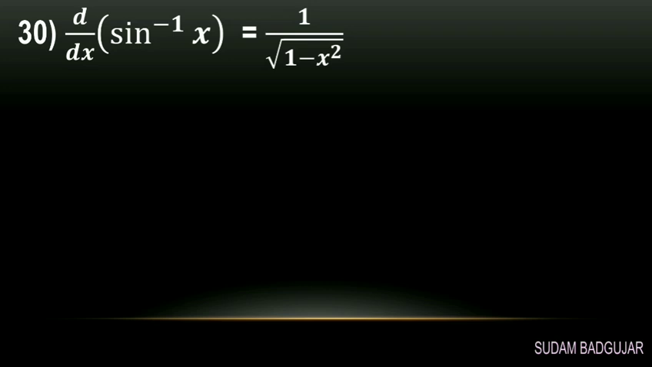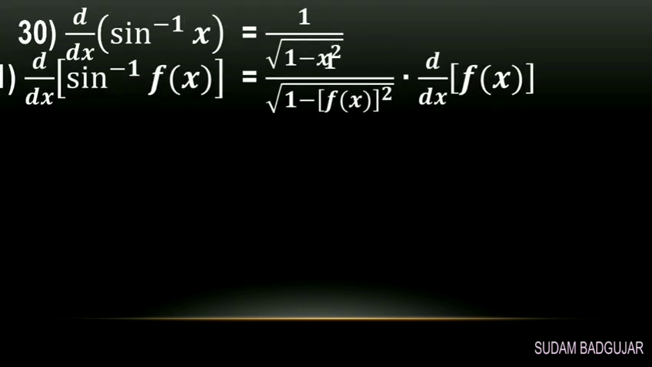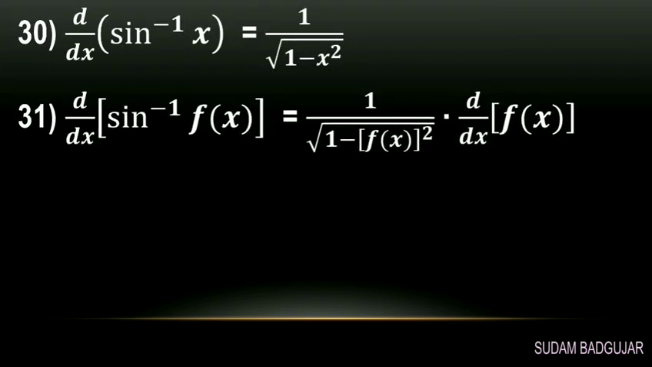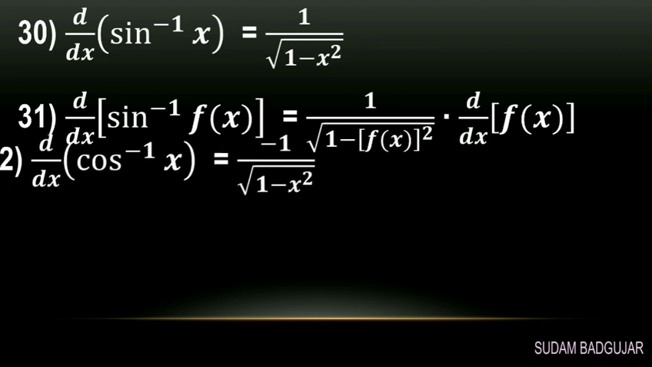Now the inverse formula: the derivative of sin inverse x is equal to 1 upon under root of 1 minus x square. General form: the derivative of sin inverse of f of x is equal to 1 upon under root of 1 minus f of x the whole square into the derivative of f of x.